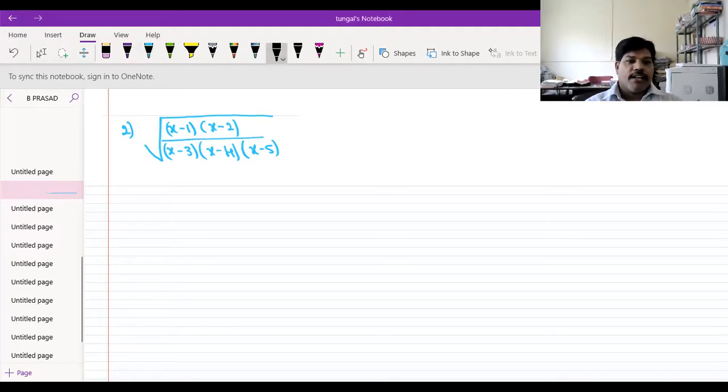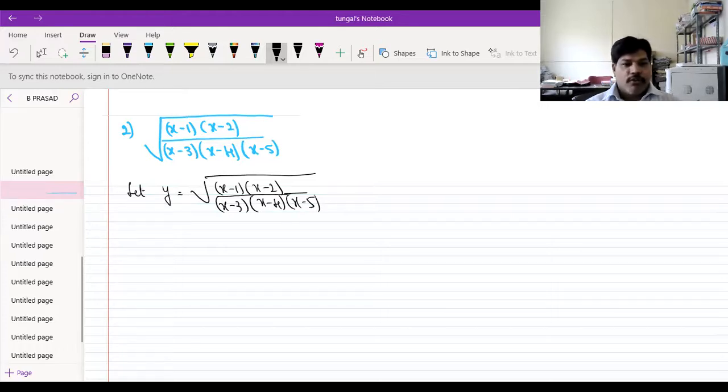First, let y be equal to the square root of (x minus 1)(x minus 2) by (x minus 3)(x minus 4)(x minus 5). So take this function as y first. Same procedure, whatever we did in the previous one, we will do the same here. First, what do we have to apply? Apply log on both sides.